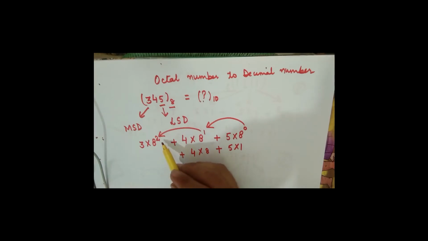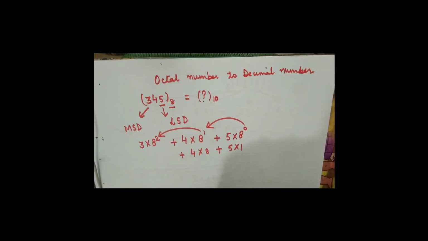8 raised to the power 2 means multiplying 8 by itself how many times? 2 times. Why 2 times? Because its power is 2. So multiplying 8 by itself 2 times, that is 8 into 8. Result will be 64 into 3.